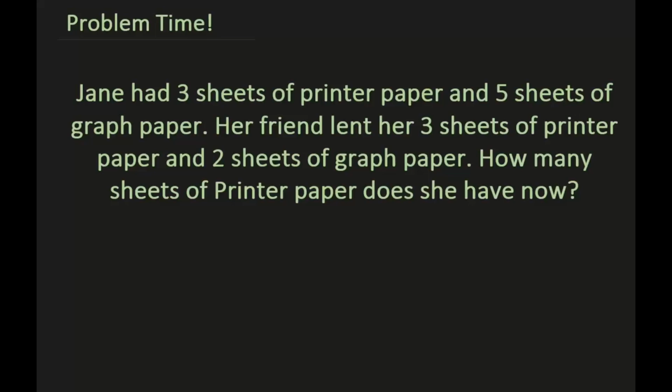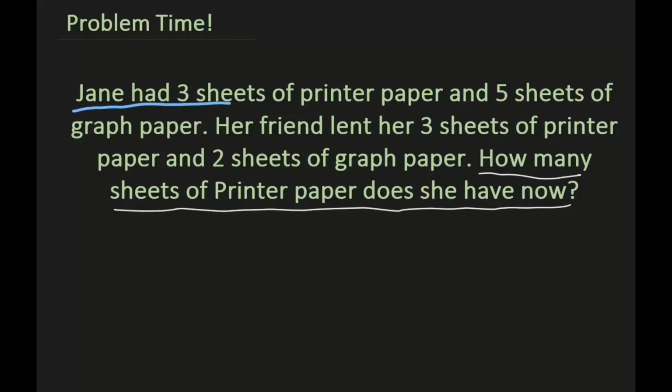That is why you underline the necessary and unnecessary info. So first off, let's underline our main question. How many sheets of printer paper does she have now? So let's underline our useful information. So we know that Jane had 3 sheets of printer paper. That's what we're trying to figure out, so I underlined printer paper. And we are going to underline 5 sheets of graph paper in red because we don't need that.